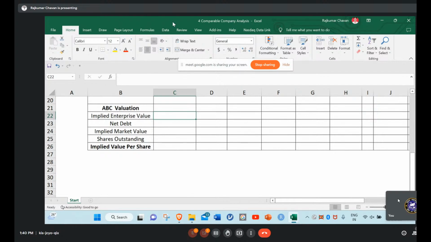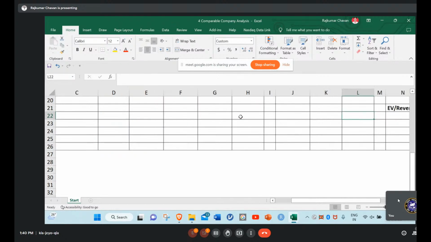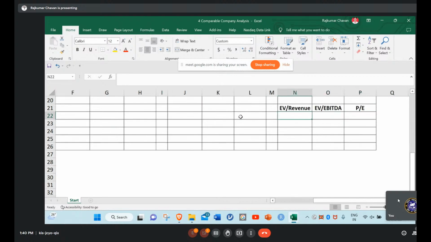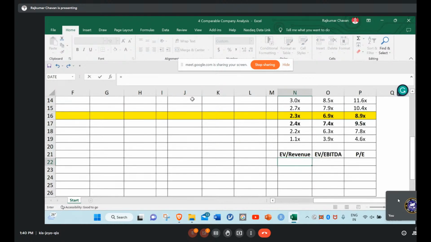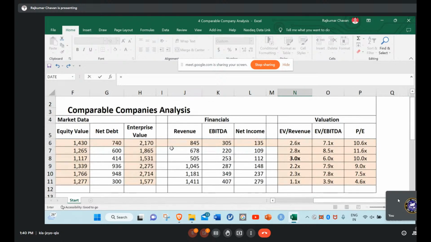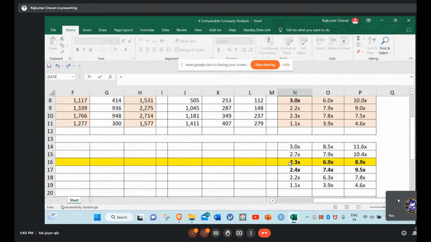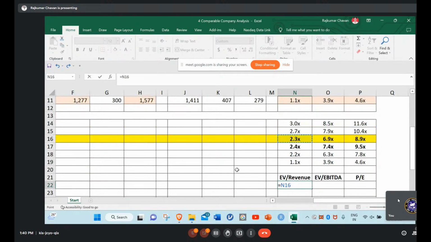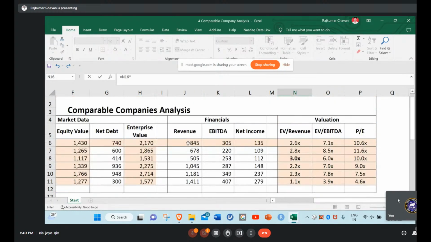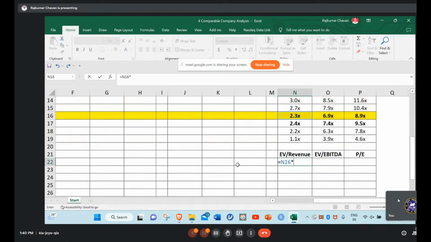So let us do now. First we should calculate which value? Enterprise value. How to calculate enterprise value? Can you tell me? First you should take which value? Now first we have the average here, right? 2.3, because that is the parameter I took here. 2.3 into which value? Revenue value. First we should take revenue value, right? Because this is EV divided by revenue. So the average value of that ratio multiple times revenue value.